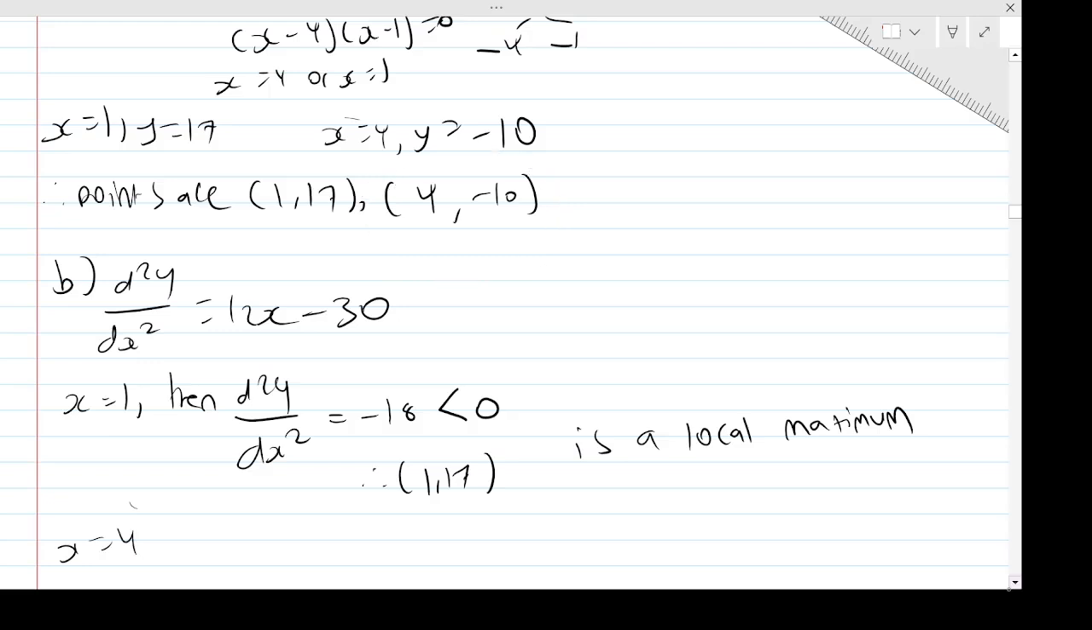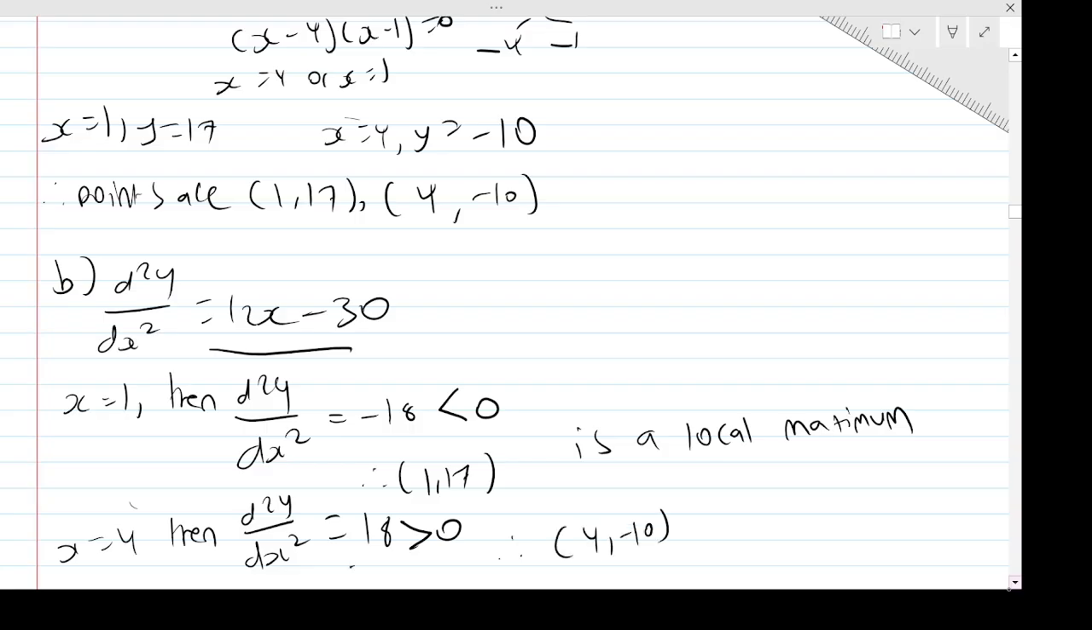We're going to do the same thing. I'm going to substitute it into my second derivative to check the sign. If we do that, that'll be 12 lots of 4, take away 30, that'll be 18, and that is now positive. So therefore we can say that 4, minus 10, with a positive second derivative, is a minimum.